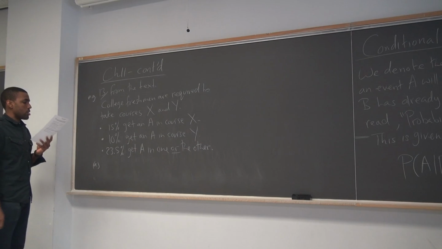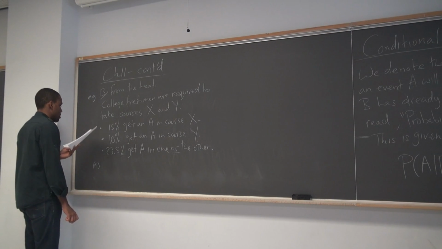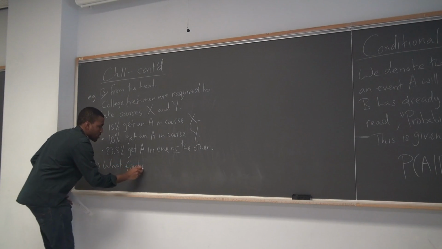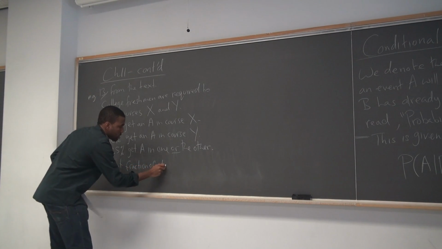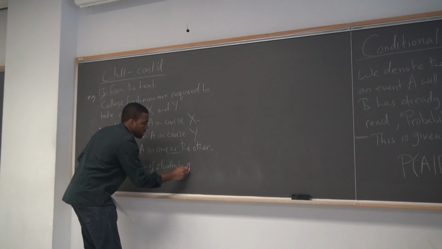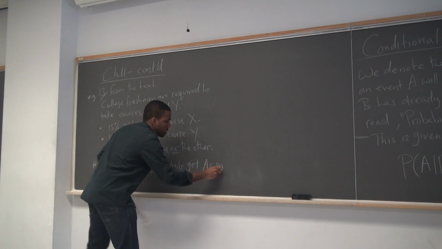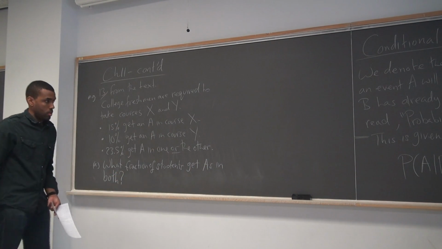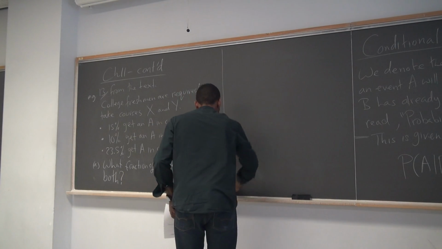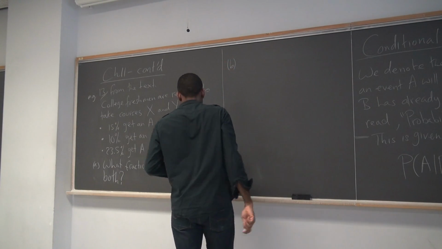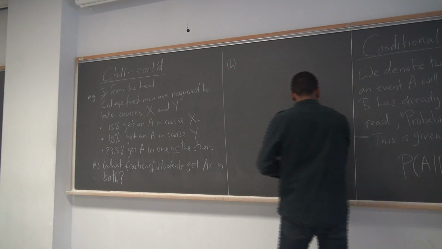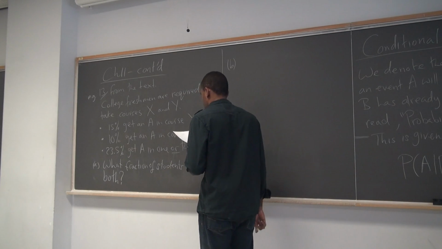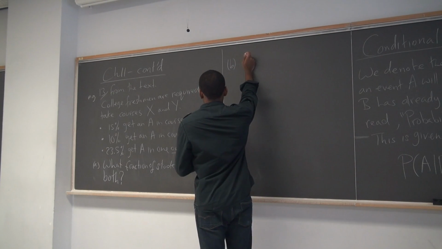And now here are the questions. What fraction of students get A's in both? Okay, that's the first question. So if you want to know what the odds are that if you take these two courses you'll get an A in both of them, it helps gauge how much study time you want to commit to this course.